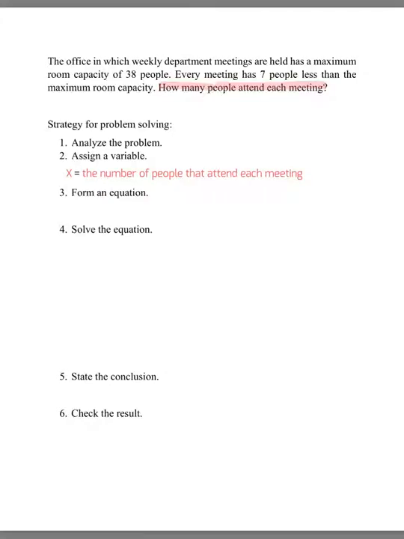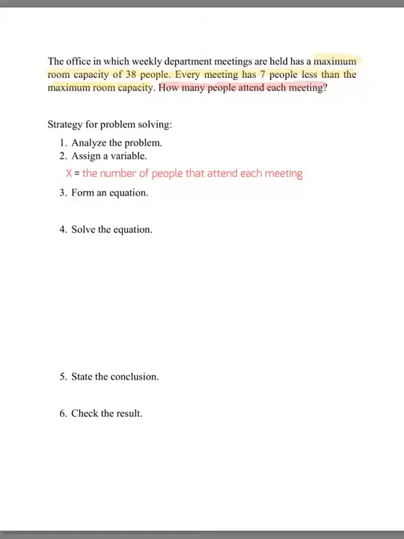Now what we want to do is start making connections with all the other sentences. So we want to know how many people attend each meeting. Well, what else do we know? We also know that every meeting has 7 people less than the maximum room capacity. So the amount of people that attend every meeting is related to the maximum room capacity. Luckily for us, we also have more information about the maximum room capacity. We know the maximum room capacity is 38 people.